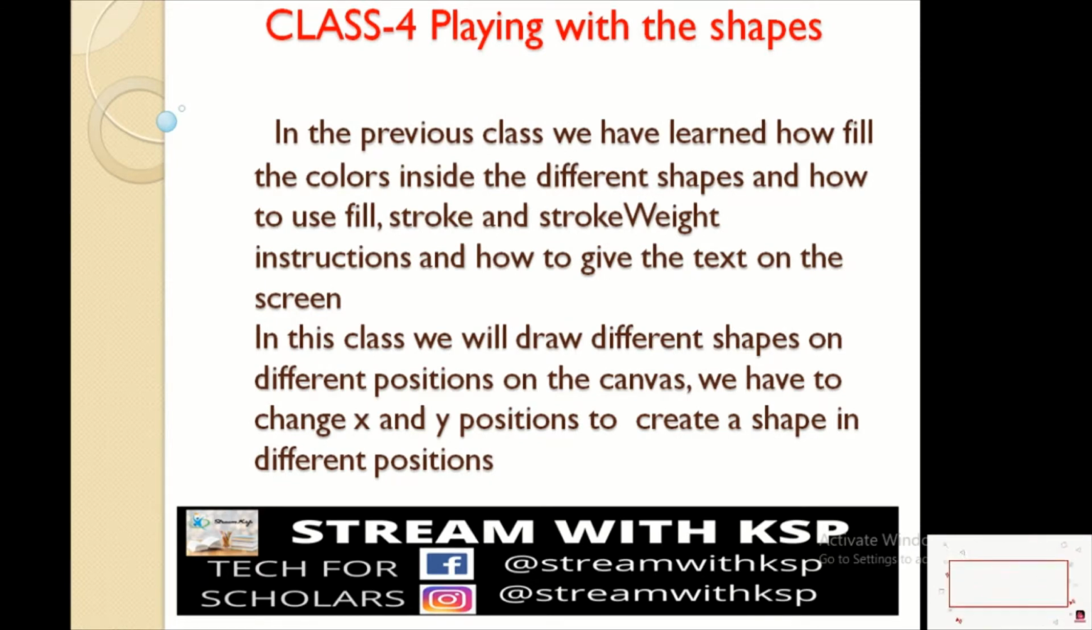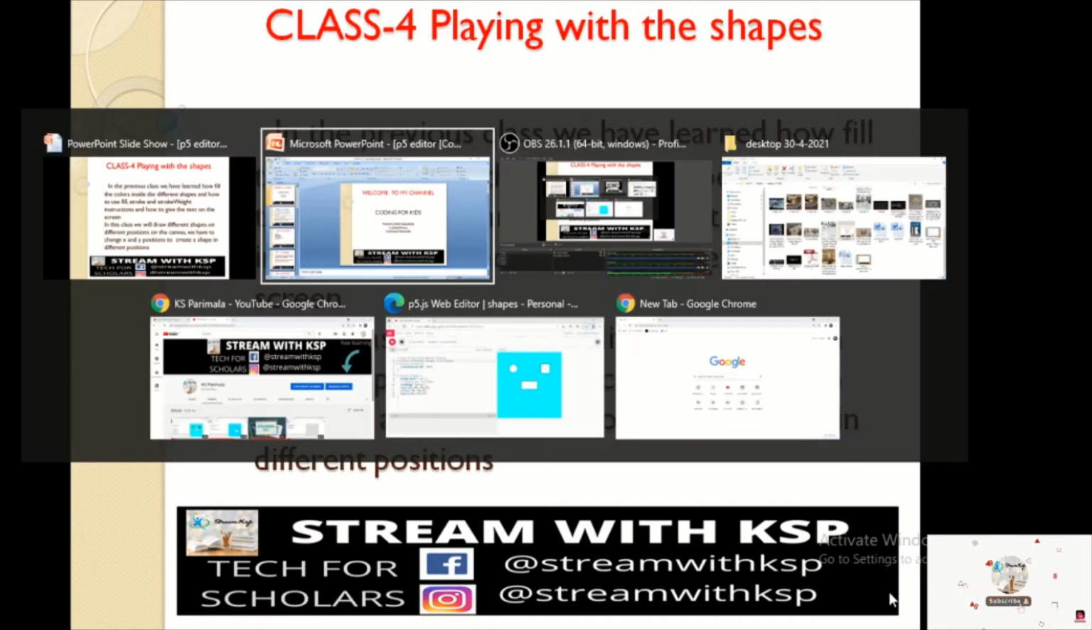In the previous classes, as I told, we have learned so many topics from the P5 editor. Especially in the last class, we have learned about the fill, stroke and stroke weight instructions, and a very important instruction, the text instruction also. In this class, we will draw different shapes on different positions on the canvas. We have to change X and Y positions to create a shape in different positions. We are going to work on that. Let's get started the class by opening the P5 editor.